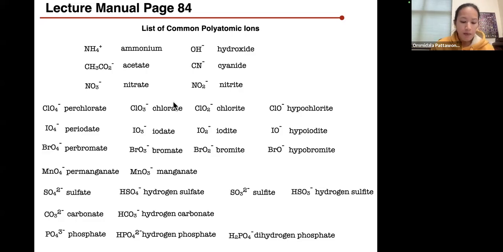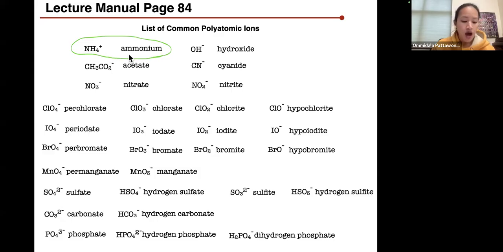Among polyatomic ions, the one that doesn't end with ate or ite is ammonium. Then there are hydroxide and cyanide. Everything else ends with ate or ite. Another thing I want to point out is that ammonium is the only polyatomic cation that you will see. Everything else is an anion. The only cation is ammonium, which makes ammonium-containing compounds classify as ionic, because ammonium is an ion.